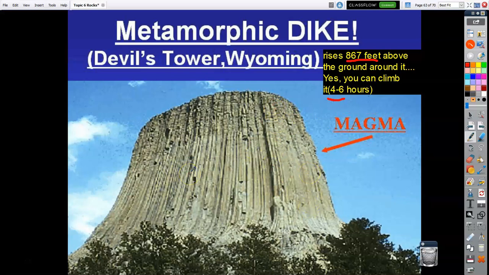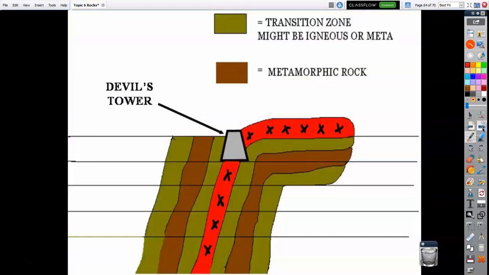They call it a metamorphic dike. So what it is, and I'll show you a picture of this from a sketch I made. So let's say this is the surface of the Earth right here. This red section you see here, this would be magma. The magma comes out of the ground, and then as it hardens, this magma is now sticking out of the Earth like this. These rocks on the side, these rocks that are green and brown, those are sedimentary rocks.